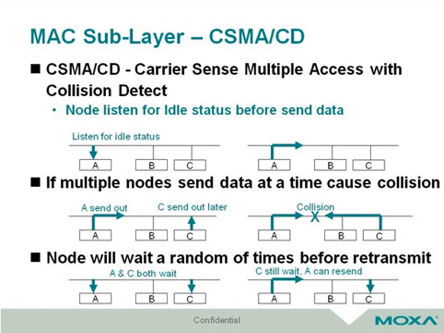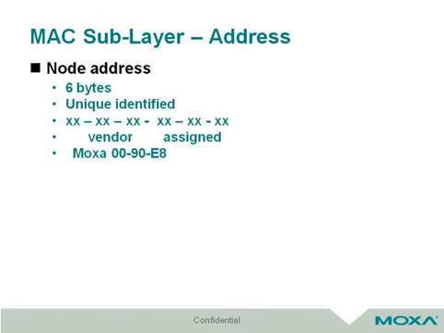Both nodes will find out that there is a collision on the Ethernet network. So, they will wait for a random time, then try again. If a collision happens again, they wait for another random time again and again until the data is sent out successfully. The MAC sublayer. There is another important thing I am going to introduce.